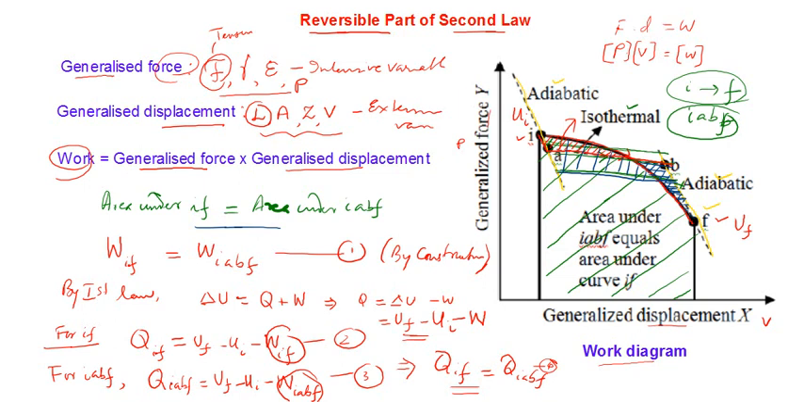Now, you look at the diagram here. In the path IABF, we have got 3 subparts. You can divide IABF into 3 parts, which are IA, which is adiabatic, then AB, which is isothermal, and once again BF, which is adiabatic. But you know that there is no heat transfer during any adiabatic process. There won't be any heat transfer occurring during an adiabatic process.